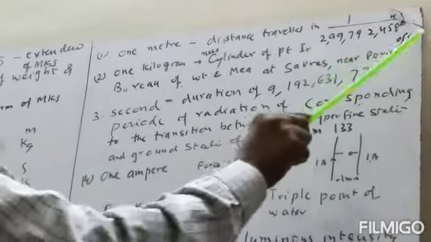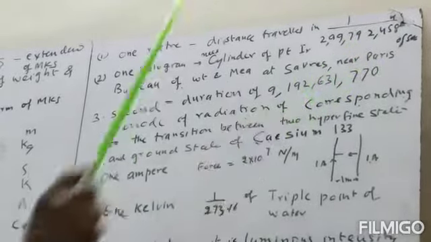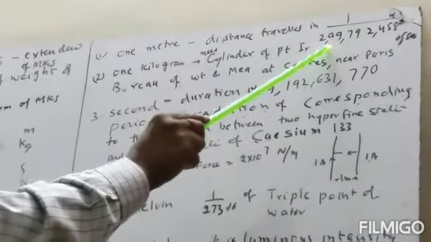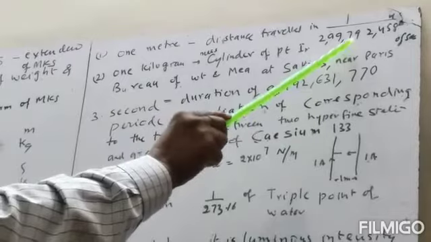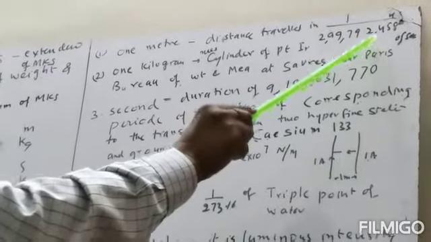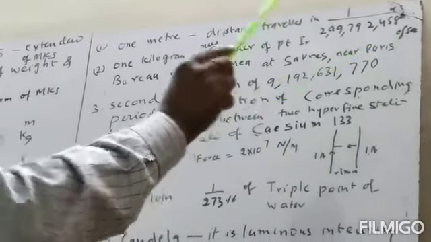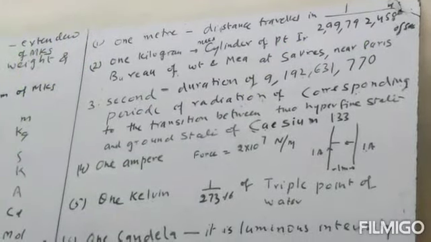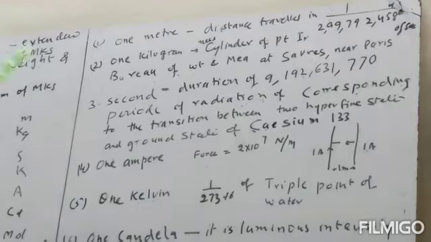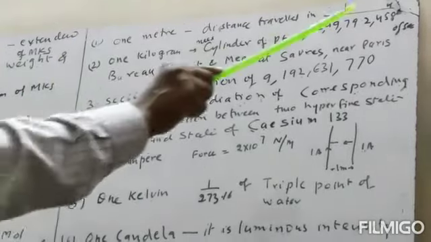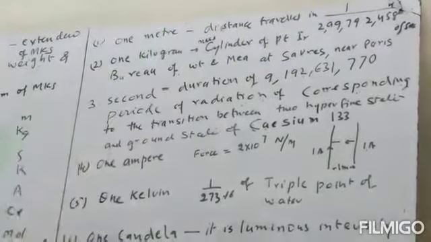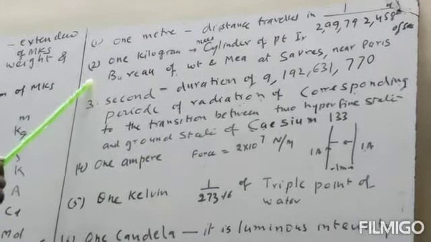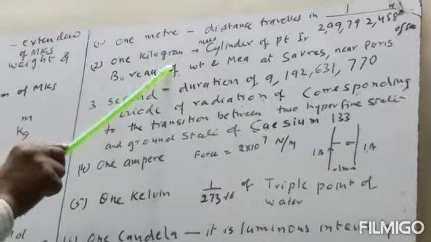Now 299792458 is the velocity of light in meters per second. So in 1 divided by 299792458 of a second, the distance travelled by the light will be equal to 1 meter. Now second, we have to define 1 kilogram.